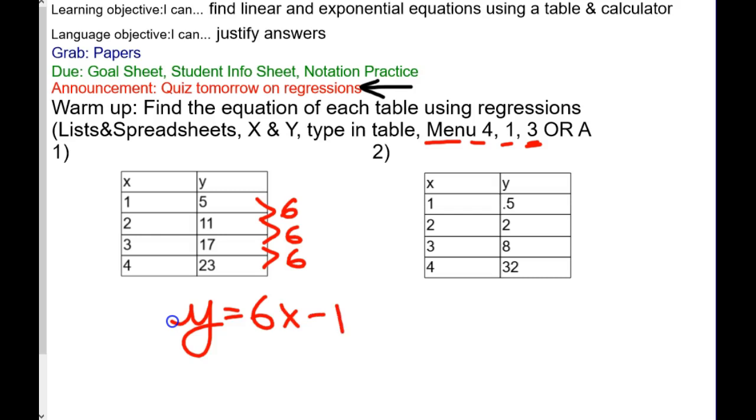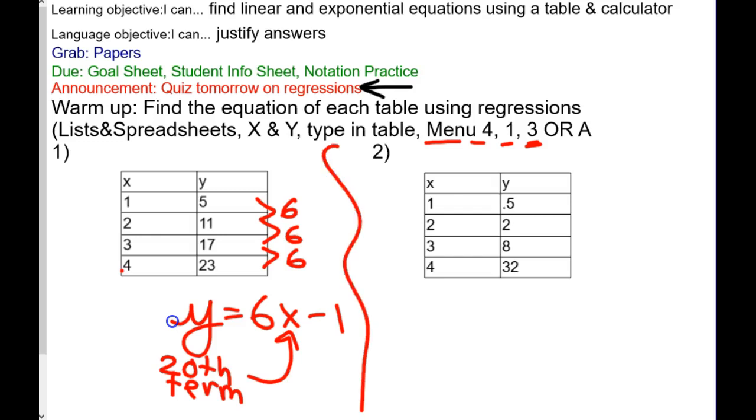Did everyone get that? So tomorrow on a quiz, you could get a linear equation with the regression, no problem, okay? In theory, if I asked you for the 20th term, instead of having to do this table over and over and over, couldn't I plug in 20 right there? Okay? So just saying, you can find specific terms by plugging it into the equation. 6 times 20 minus 1, okay? In theory.